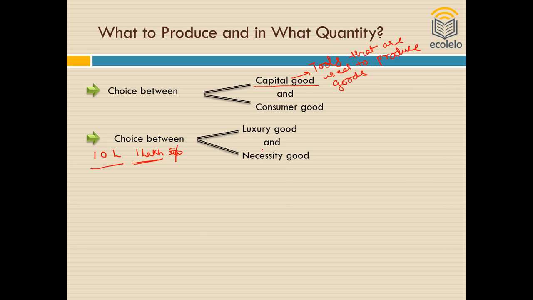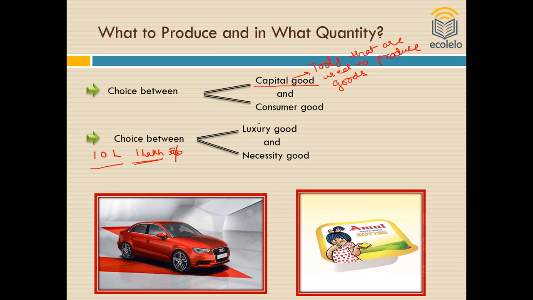Now, both these questions depend on a lot of factors. What kind of people are there in your economy? What is the income level of the people in your economy? What is the age group? What is the gender, etc., etc. That we are not dealing with as of now. What we're talking about is that given the limited resources, every economy faces a choice whether to produce a luxury good or a necessity good or a capital good or consumer good. For example, should you produce a car or something like butter?